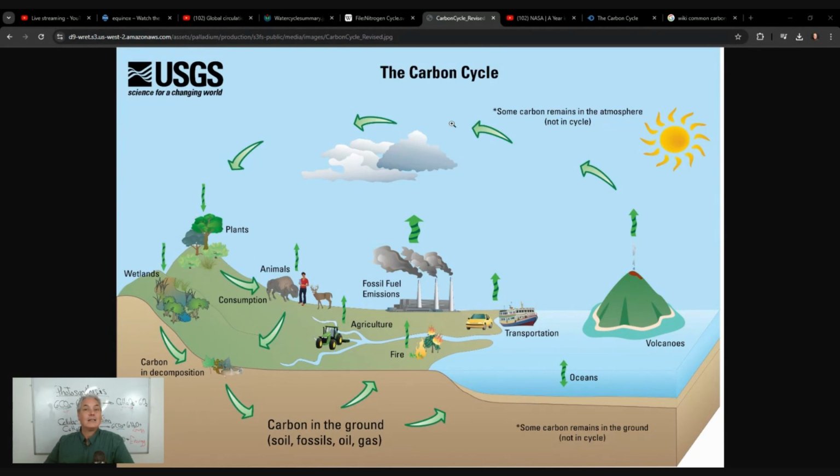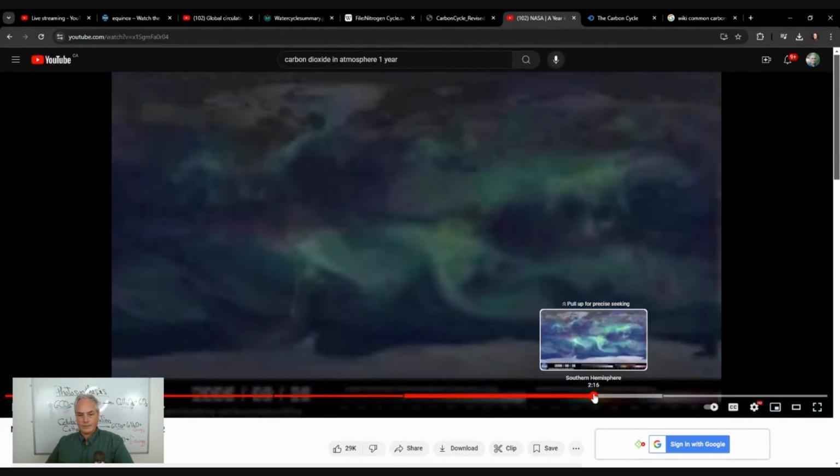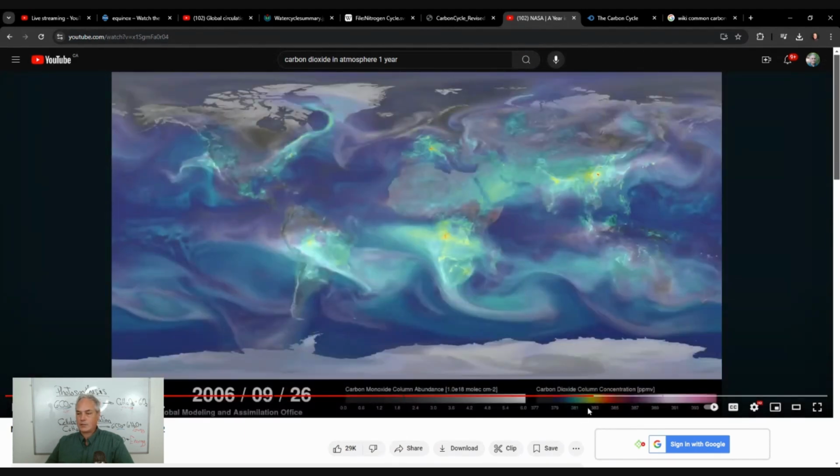But the carbon cycle is a beauty. So let's see if I can show you a nice little video. Here we have September 26th, so that's about where we are at. This is a video that shows the carbon dioxide content in our atmosphere. This dates from 2006, but it shows more or less how the carbon dioxide will be in our atmosphere within a year. It is different in 2024, but it's very similar.